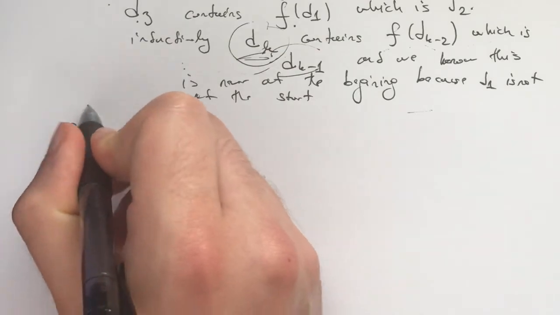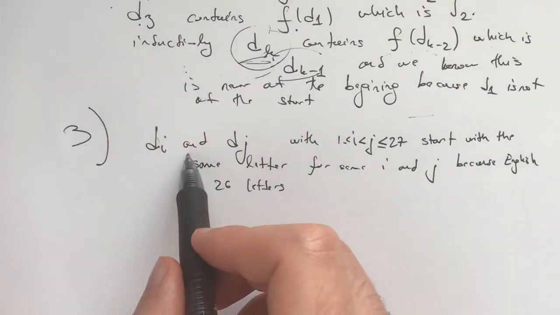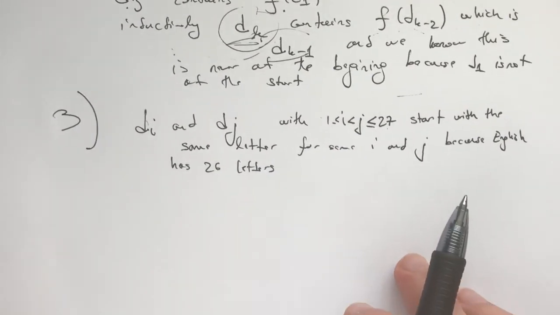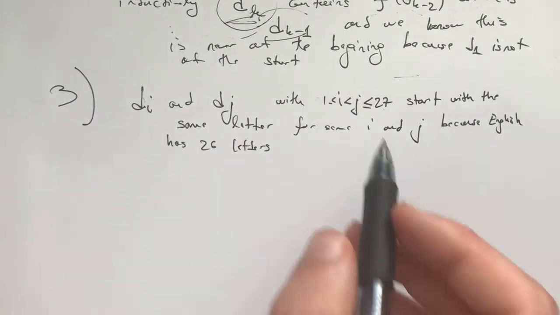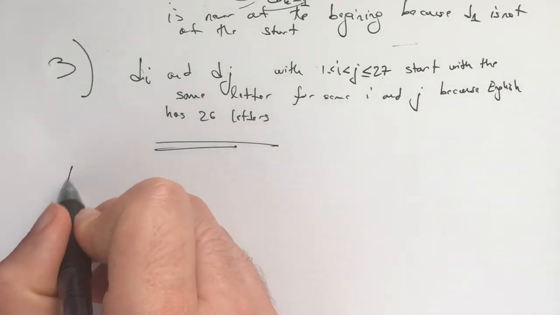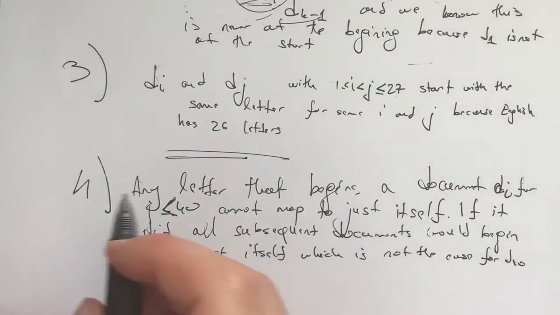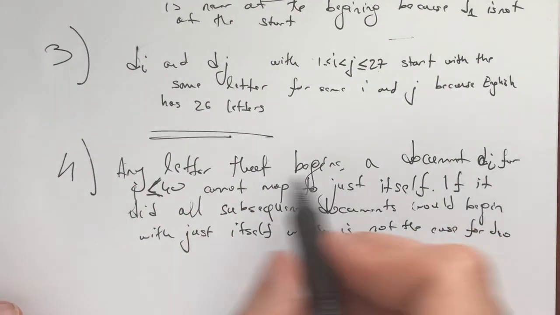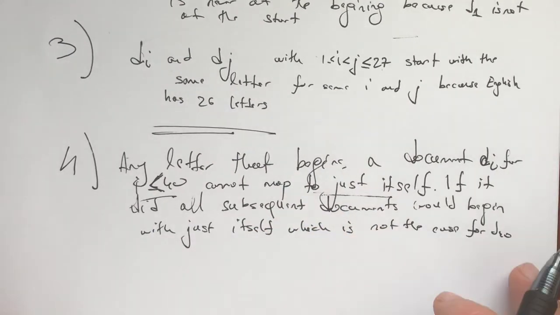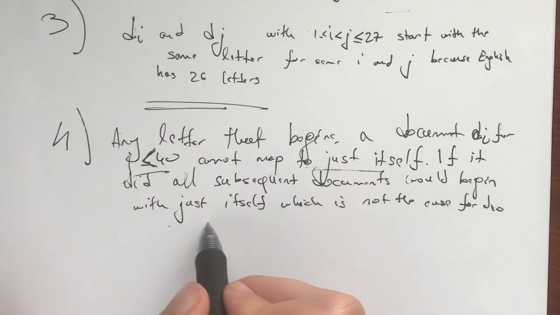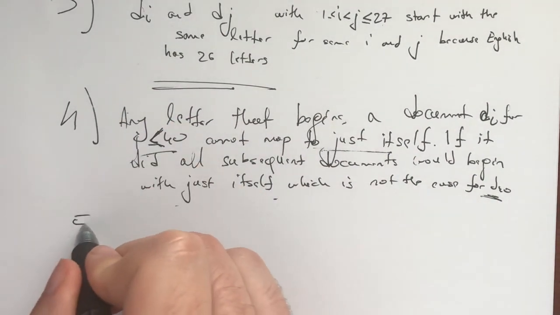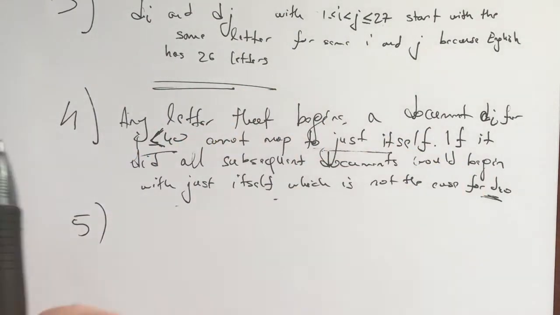we move on to the third step, which is that DI and DJ, for some I and J less than 27 and different, start with the same letter, because English has 26 letters. This is purely pigeonhole. Now with this, we use the second fact, which is that any letter that begins a document DI for I less than 40 cannot map to just itself, because if it did, all subsequent documents would begin with just itself, which is not the case for D40. Now we combine these facts, though very carefully, because here's a mistake I made.